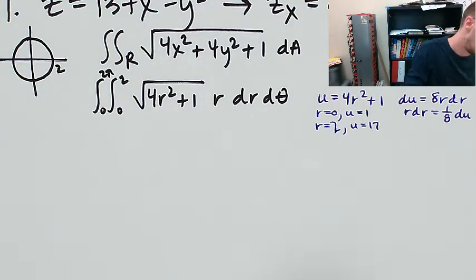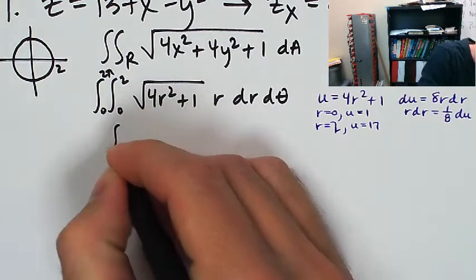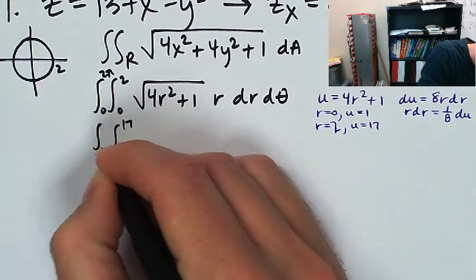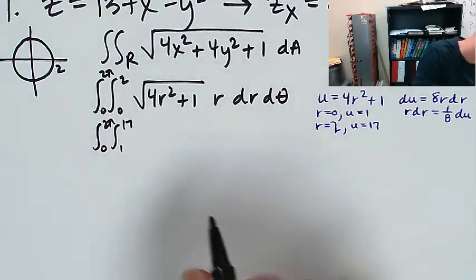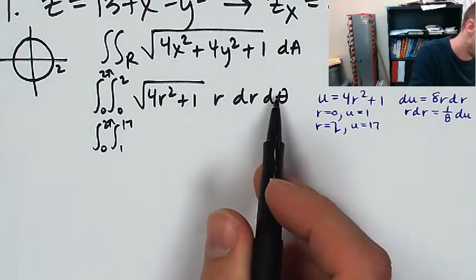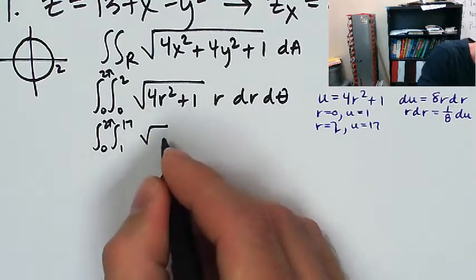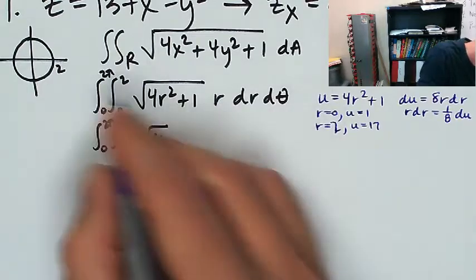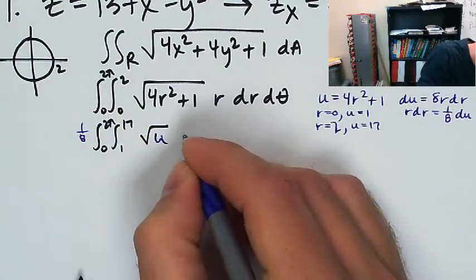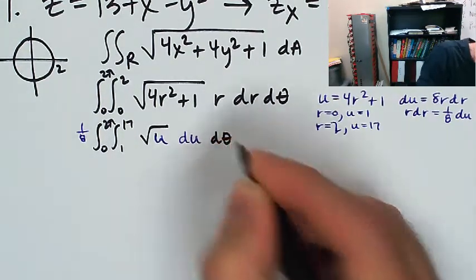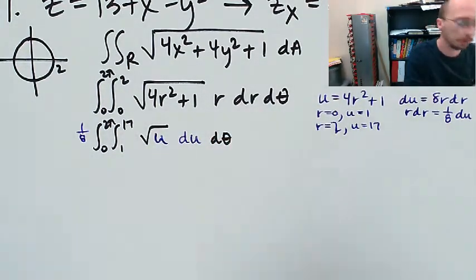Okay. So now I'm going to be integrating from 1 to 17. Theta is still going from 0 to 2 pi of the square root of u times an eighth of du, then d theta. So it's the square root of u. dr is 1/8 of du, and then d theta. Okay, I meant to change those to blue also, I just didn't. Okay, so I've made my u substitution.